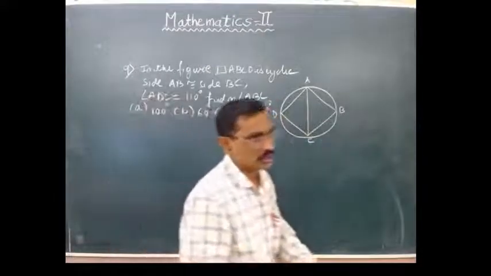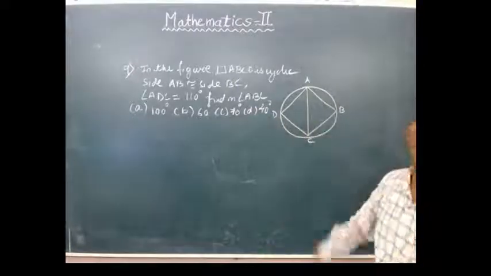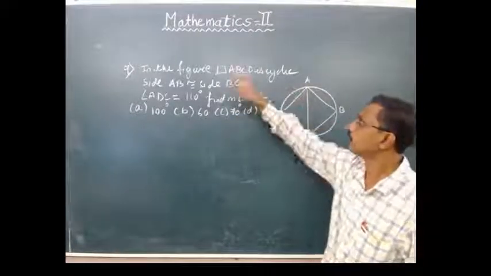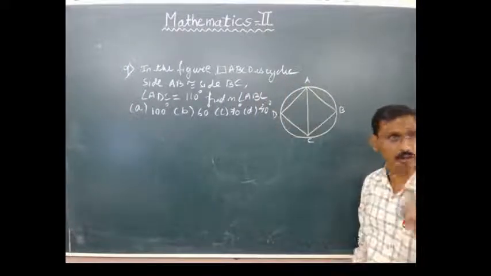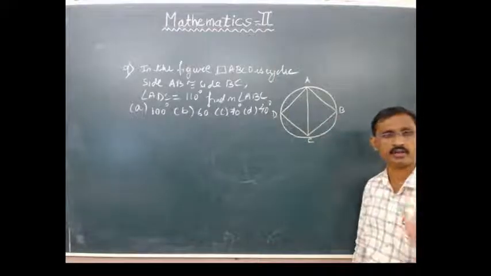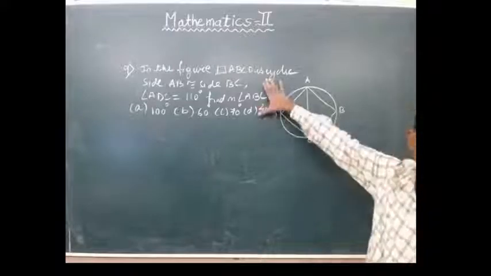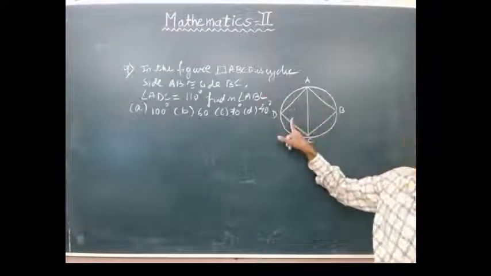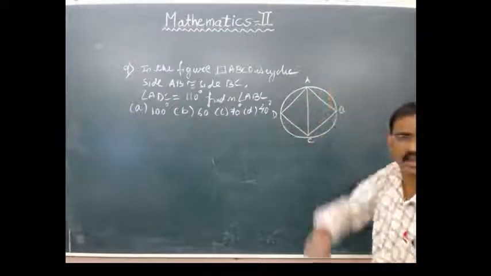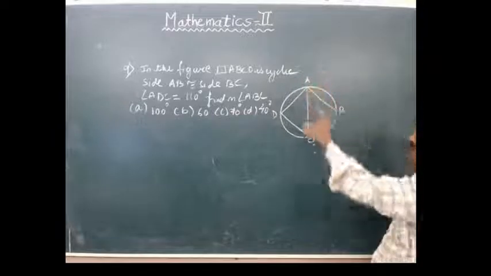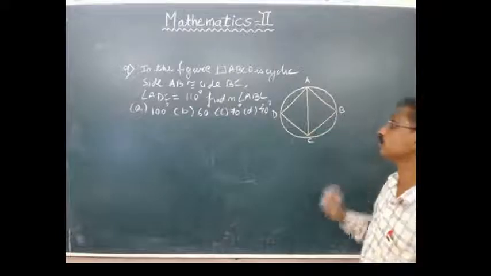As I always say, in geometry, the figures give us the hint to answer. In the given figure, quadrilateral ABCD is a cyclic quadrilateral. Now we know the cyclic quadrilateral theorem. It says that the opposite angles of a cyclic quadrilateral are supplementary. That means angle D plus angle B is 180 degrees, or angle A plus angle C is equal to 180 degrees.